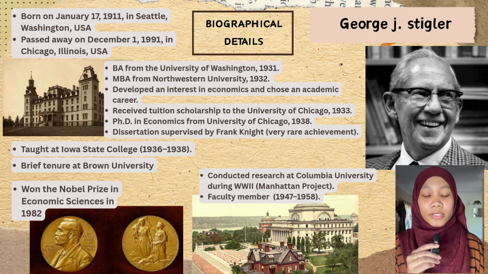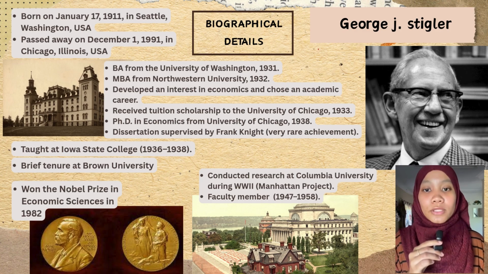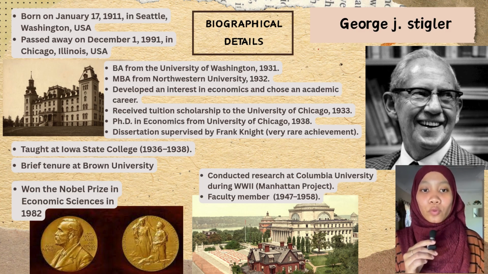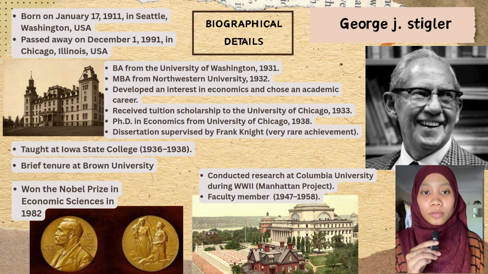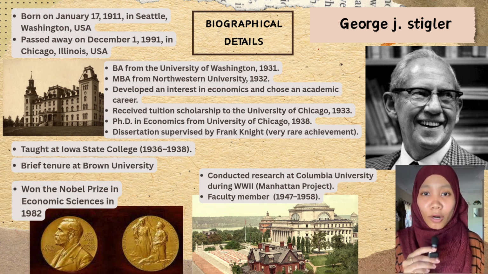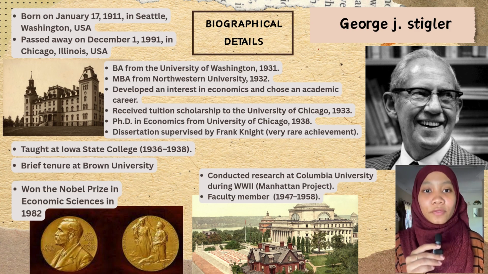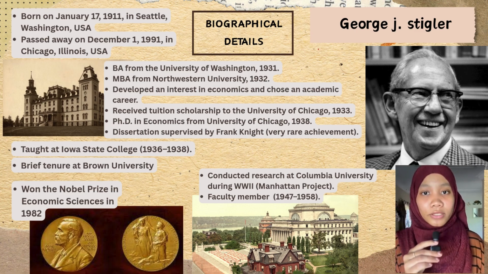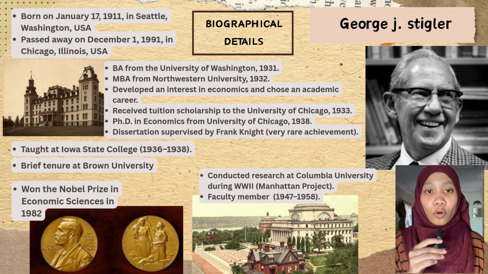Stigler began teaching at Iowa State College from 1936 until 1938, then contributed to the Manhattan Project during World War II and later joined the faculty at Columbia University. He also spent many years collaborating with close friend and fellow economist Milton Friedman. In 1982, Stigler was awarded the Nobel Prize in Economic Sciences for his groundbreaking work on market structures and regulation. He also pioneered the field of information economics with his famous article, The Economics of Information, which, according to Friedman, opened a whole new area of study.